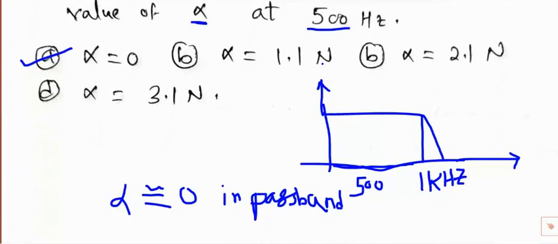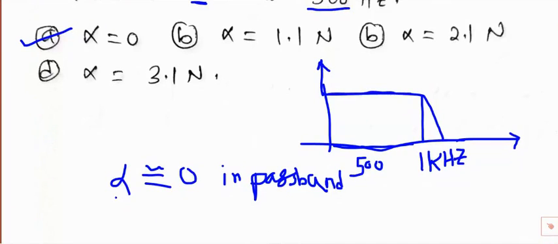No need to calculate. हमेशा अल्फा क्या रहेगा? Attenuation in the pass band is 0 because it is passing the signal. No attenuation. It is passing the signal. Okay, इसलिए attenuation नहीं रहेगा. अल्फा का मतलब क्या है? Attenuation. No attenuation. That's why alpha is 0 in the pass band.